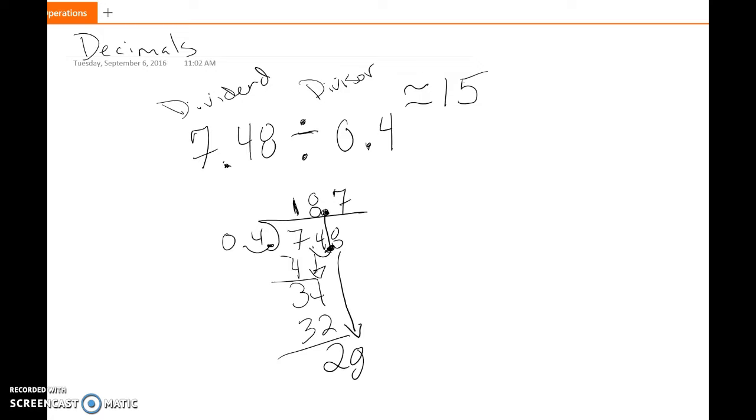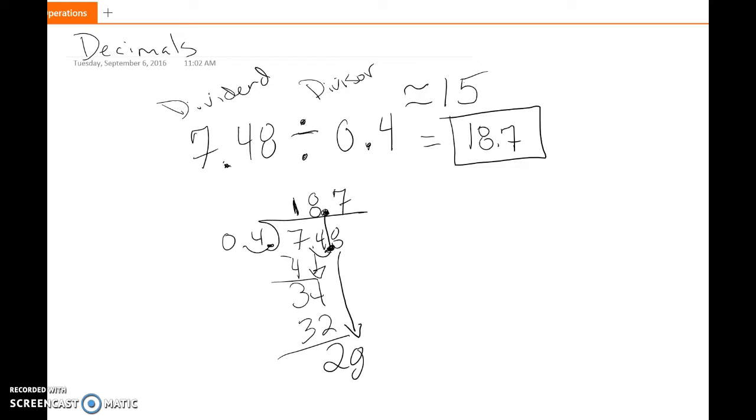So this equals 18.7. Is that about 15? Yeah, we're close. It's not exactly 15, but it's about 15. So I'm going to say that should be correct. 18.7. I look back at negative signs. I don't have negative signs. My answer is positive. And there you go.